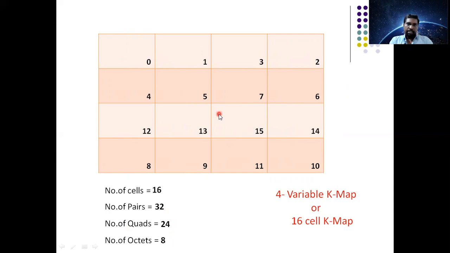If you practice that, then it will be very easy for you to remember and to analyze the entire operation. Why I am stressing this: if you are familiar with finding the number of pairs, quads and octets in a K-map, then that will help you to reduce the number of terms in the final expression, so that you will be able to write the minimized expression in a K-map. Unless you learn how to identify the pairs, quads and octets, you cannot write the minimized expression.